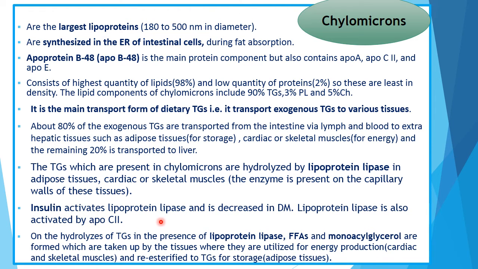Insulin activates lipoprotein lipase and hence it decreases in diabetes mellitus. Lipoprotein lipase is also activated by ApoC2. On the hydrolysis of TG in the presence of lipoprotein lipase, free fatty acids and monoacylglycerol are formed, which are taken up by the tissue where they are utilized for energy production and re-esterified to TG for storage.